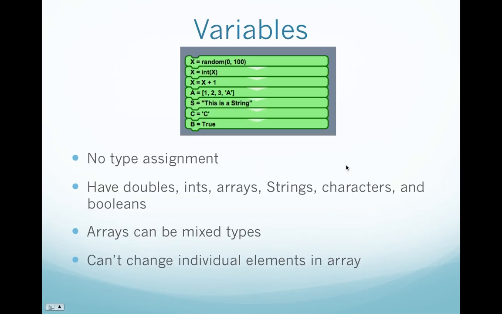For variables, there are no type assignments, so you use the same assignment block for every type of variable. There are doubles, integers, arrays, strings, characters, and booleans. As you can see right here, arrays can have mixed types. This one is mixed with integers and a character. However, once an array has been defined, you can't change individual elements within that array.